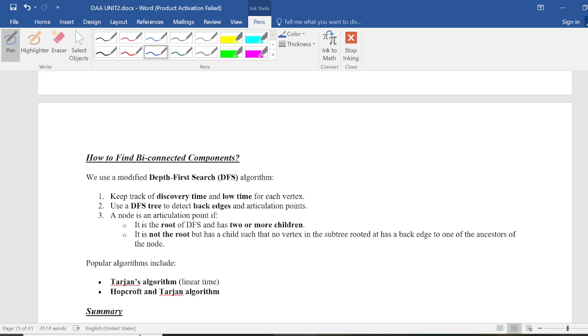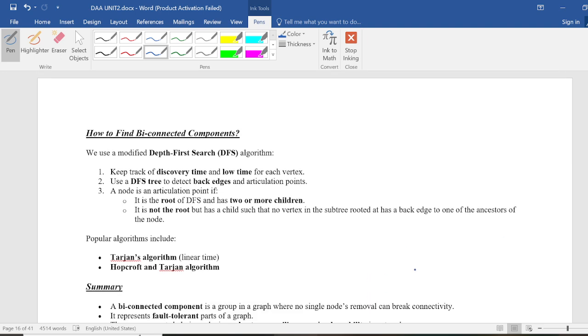So, how to find biconnected components? We are going to see a few concepts here. We need to find whether they have any articulation points or cut vertices, where there is a dependency, for the biconnected component. We use a modified depth first search. As we have already discussed, the depth first search algorithm goes to the child nodes rather than the neighboring nodes. Keep track of discovery time and low time for each vertex. Now we have the concept of discovery time. So what is discovery time?